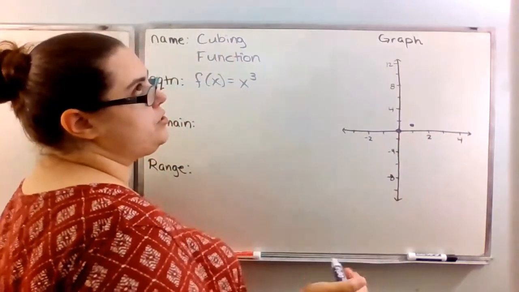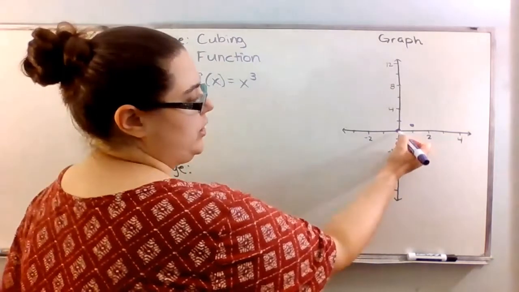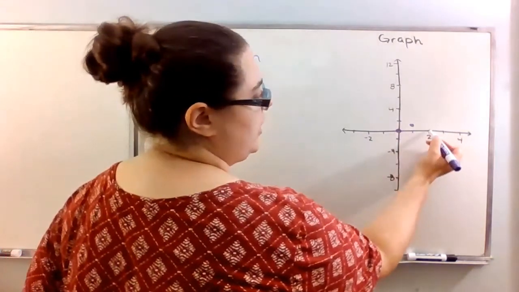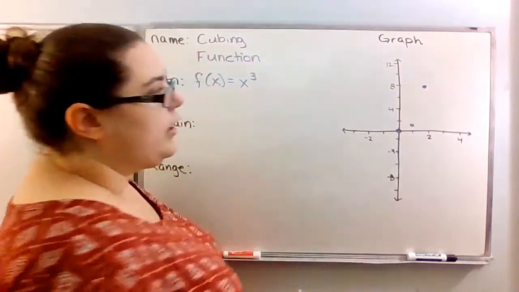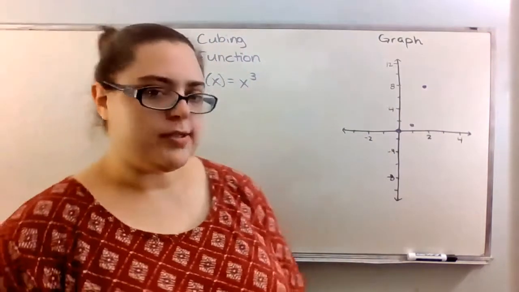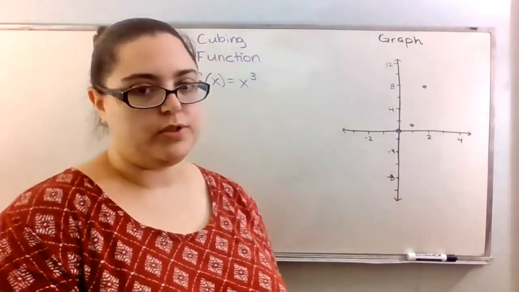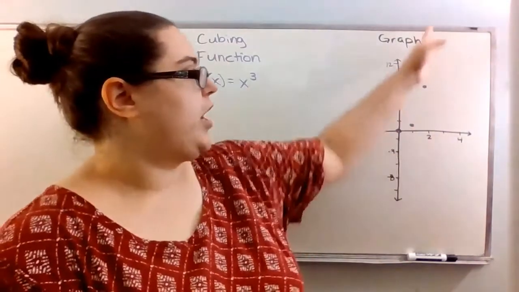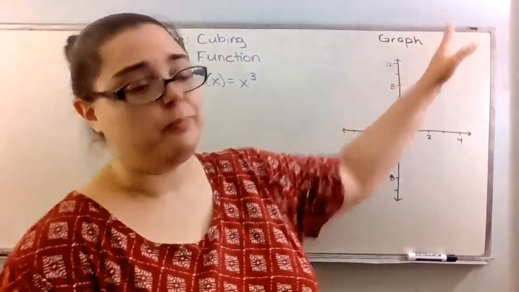2 cubed is 2 times 2 times 2. So 2 times 2 is 4, times 2 is 8. And 3 is going to be off the charts, because if I try to cube 3, 3 times 3 is 9, and 9 times 3 is 27. And I don't have enough graphing space to go up there. But I do know it's going to be increasing pretty quickly.